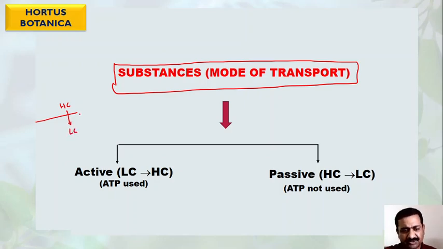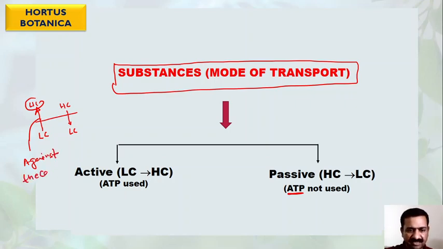We do not use any metabolic energy, that is the ATP. But sometimes we want to move a substance from the lower concentration to the higher concentration, and that movement is against the concentration gradient. Mind well, this is against the concentration gradient. And in this case, what happens?